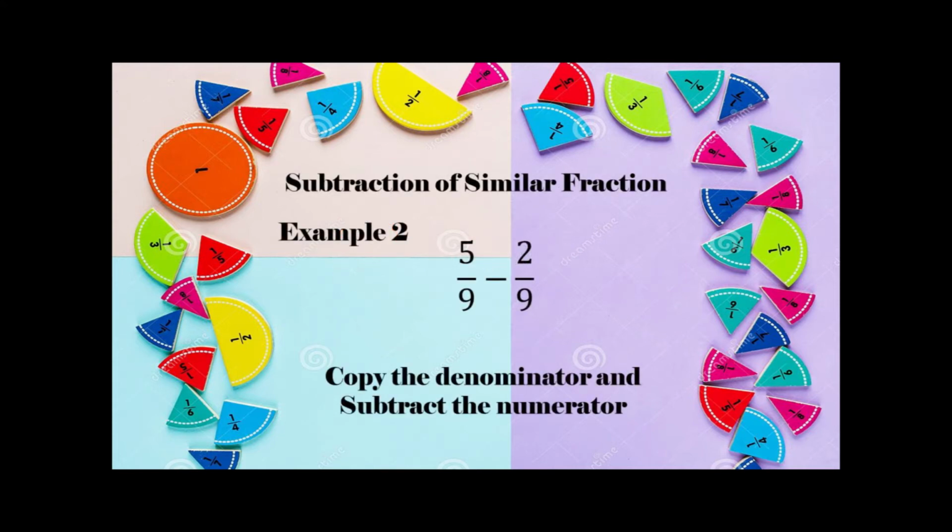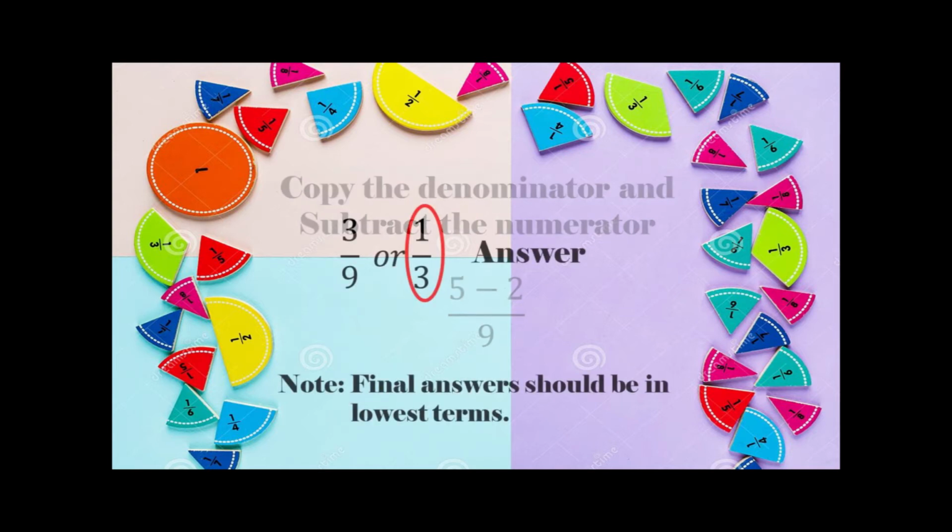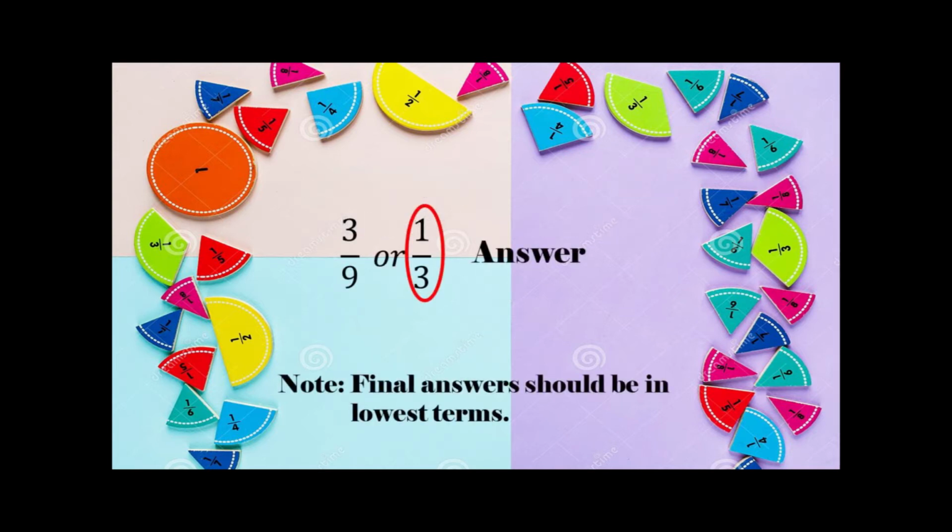Okay, let's have example number 2 for subtraction. We have 5 over 9 minus 2 over 9. Same procedure as in example number 1: copy the denominator, which is 9, and subtract the numerators, which are 5 and 2. And the answer is 3 over 9. Take note, your final answer should be in lowest terms.